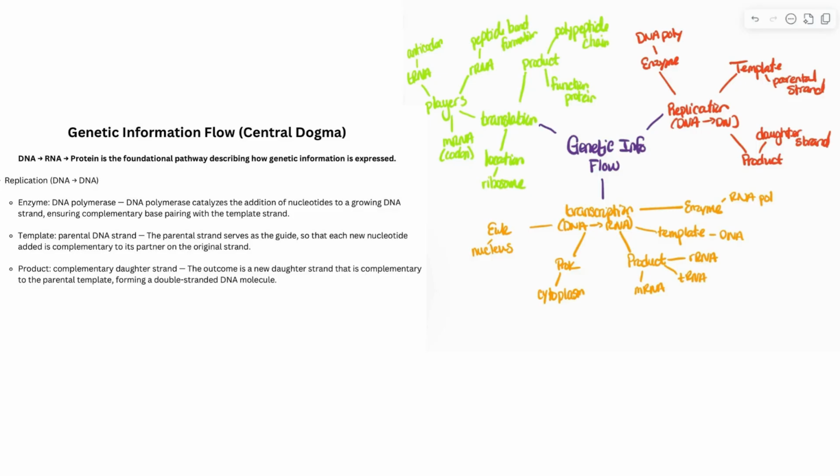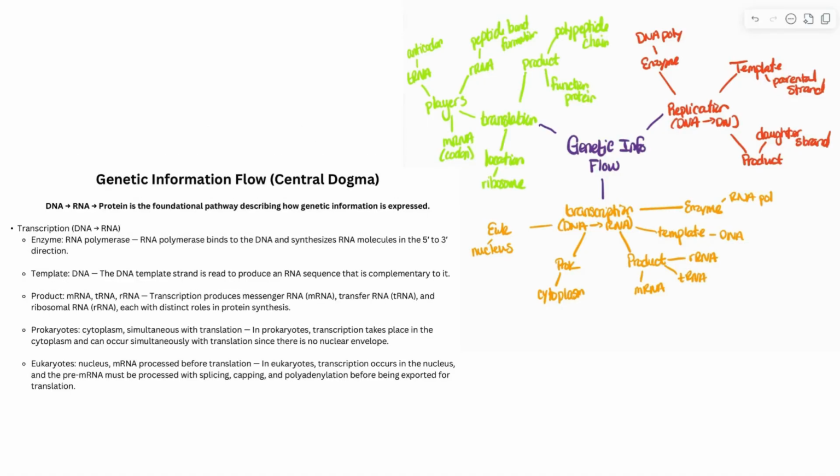So the enzyme, like I said, is DNA polymerase. It is used to help catalyze the addition of nucleotides to a growing DNA strand. We have a template, which is the parental DNA strand. The parental strand serves as a guide. We have the product, which is the complementary DNA daughter strand. This is the outcome. The outcome is a new strand that is complementary to the parent strand, forming a double-stranded DNA molecule.